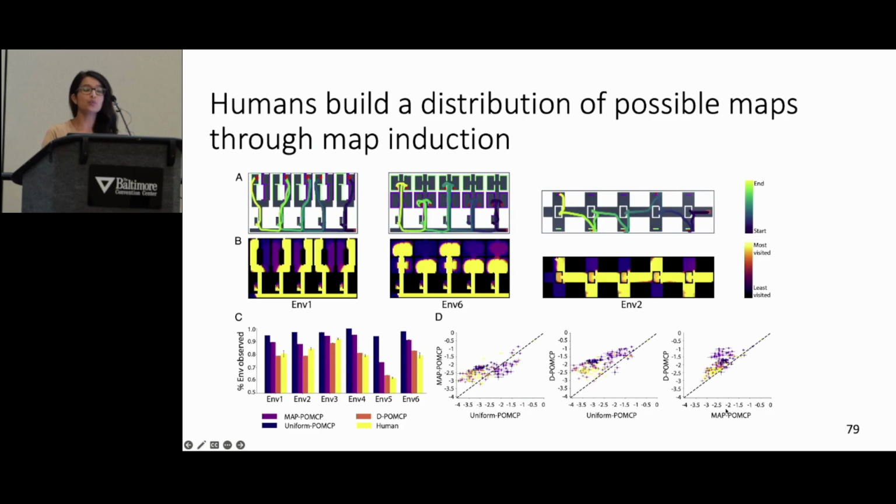Furthermore, we also find that humans build a distribution of possible maps through map induction. So in this subsequent experiment, we embedded color cues in these virtual environments, and the rewards were distributed based on these color cues. And we find that here, the map induction based model, that is the distributional model, actually predicts the human behavior better than even the maximum a posteriori model.